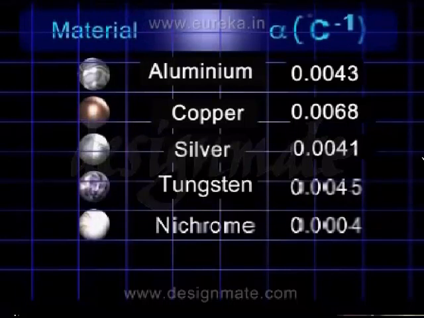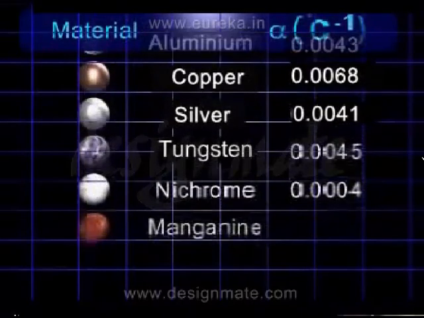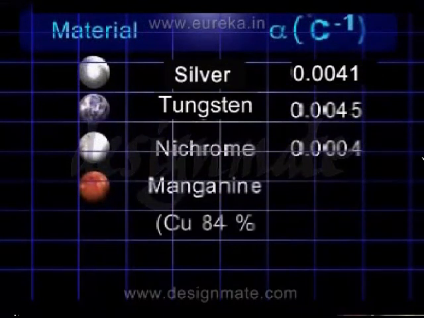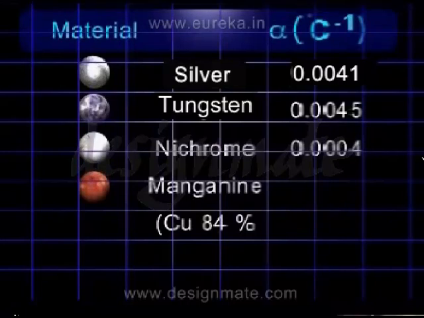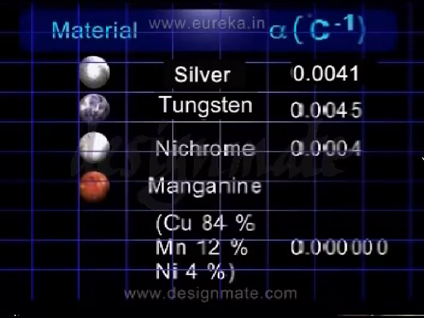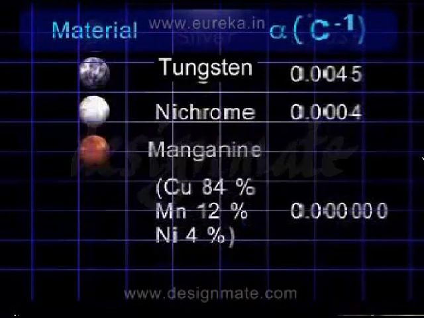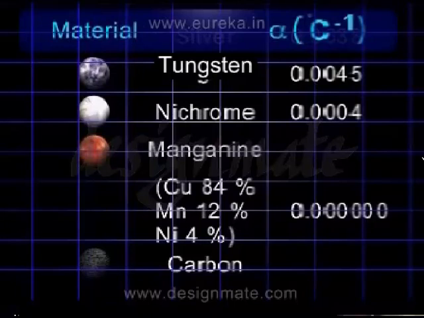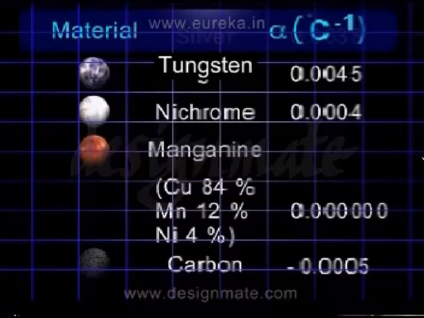For manganin, which comprises Cu, that is copper, 84%, Mn, that is manganese, 12%, and Ni, that is nickel, 4%, alpha is equal to 0.000000 per degree centigrade. For carbon, alpha is equal to minus 0.0005 per degree centigrade. Note that the value of alpha for carbon is negative, which is not a metal.